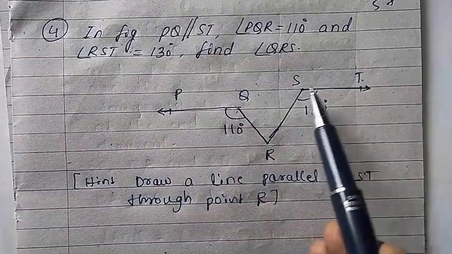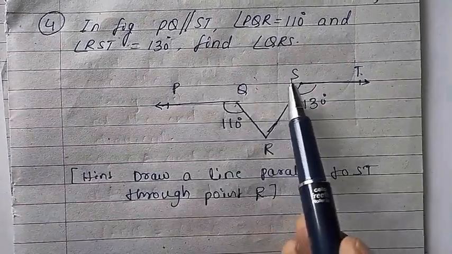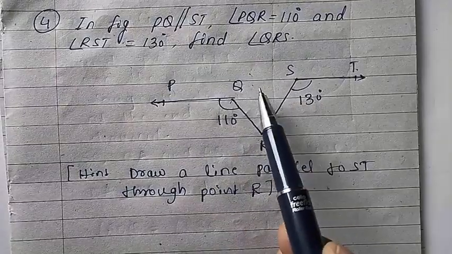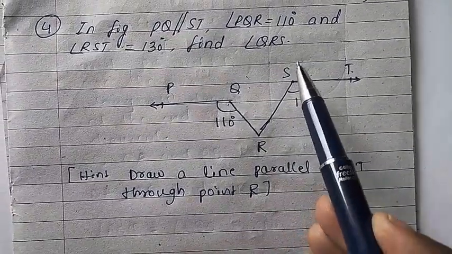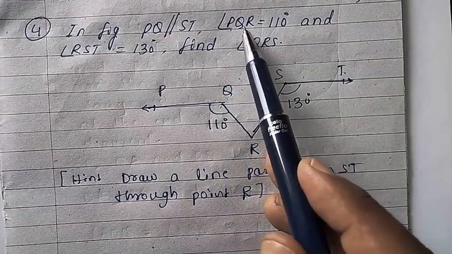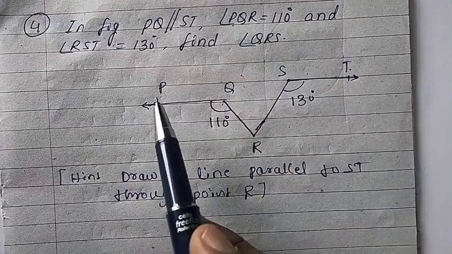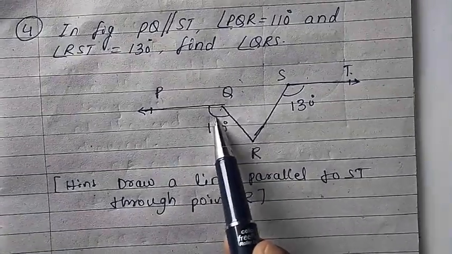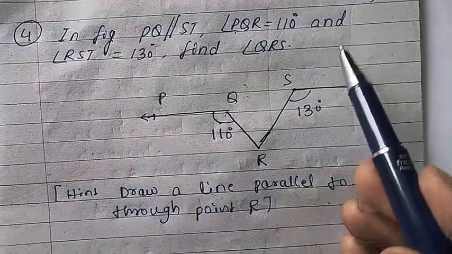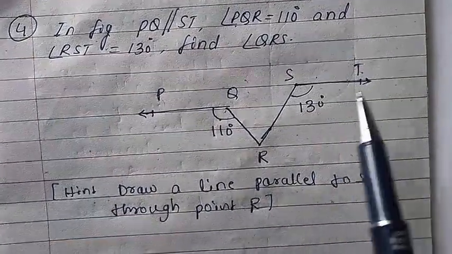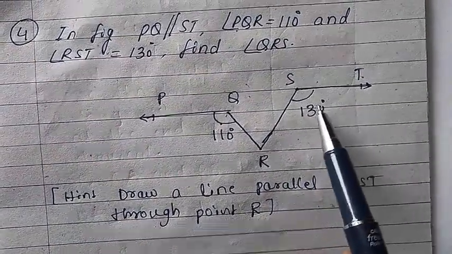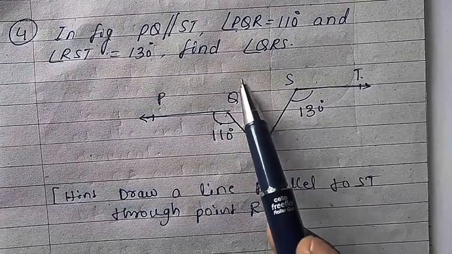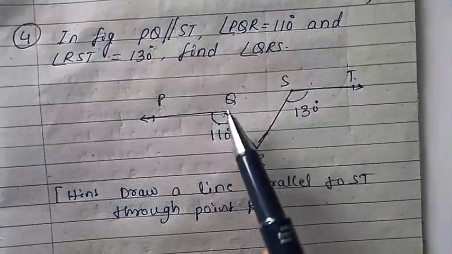See the difference here now. This line is PQ, ST. These two lines are parallel. They have given angle PQR. Angle PQR is equal to 110 degrees, and angle RST is equal to 130 degrees. Find the angle QRS.